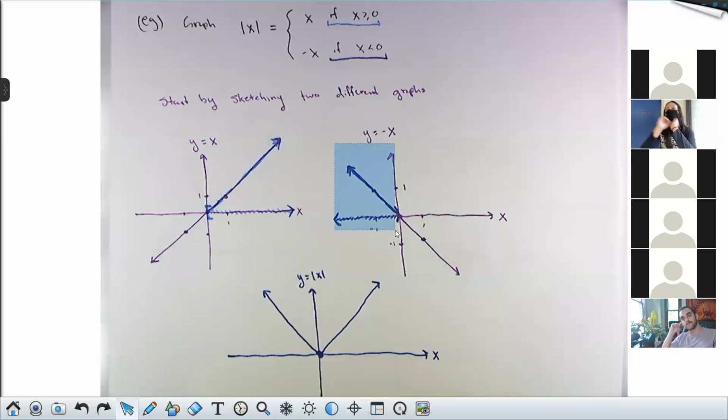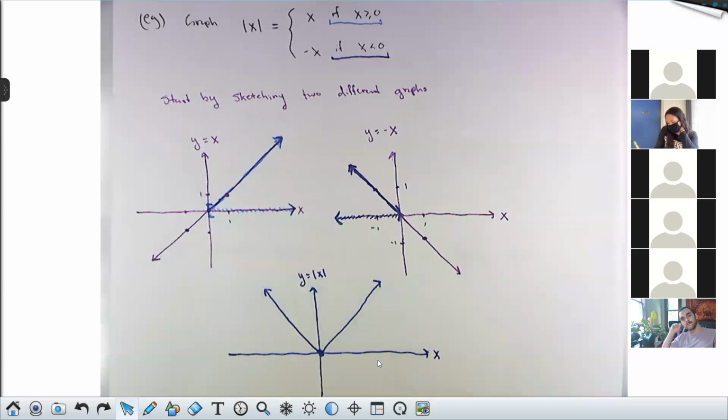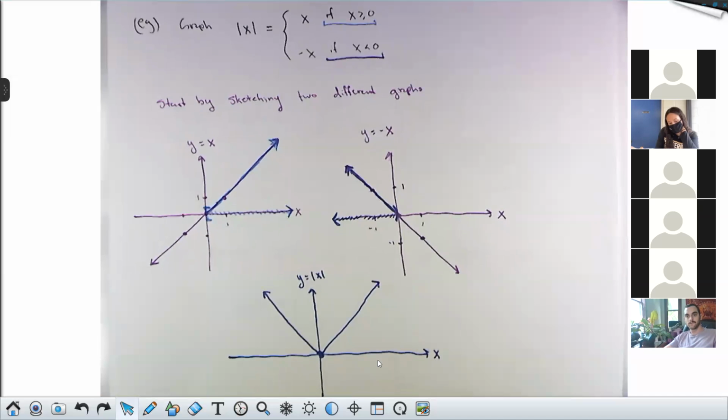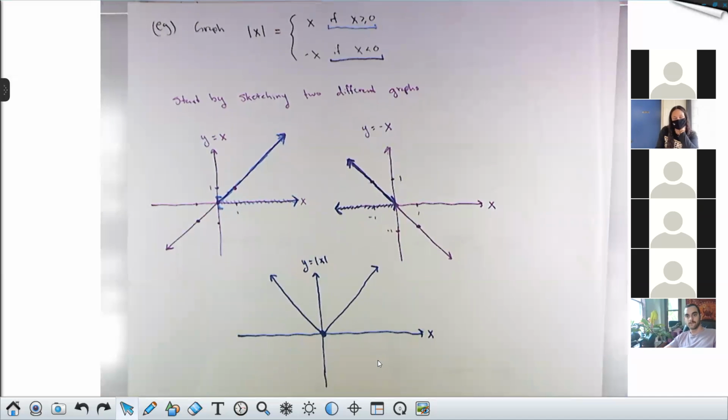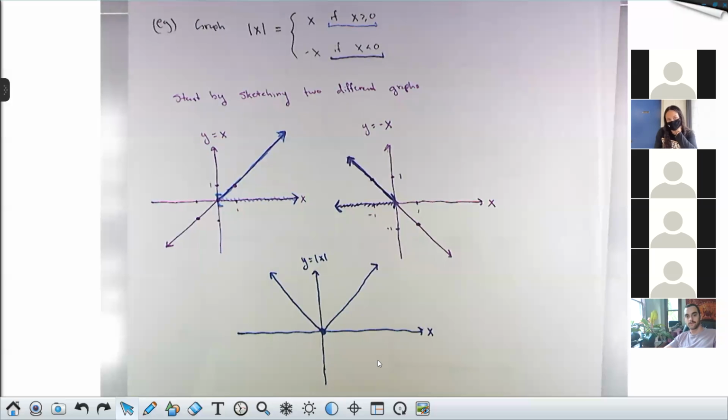And then I take this guy and I copy and paste him here. I take this guy and I copy and paste him here. And that is how you get your graph of a piecewise function. So graph each of the pieces, identify the part of the graph you want to hold on to, and then copy and paste those on top of each other. This is kind of the simplest example I can come up with. We're going to look at some more complicated ones in a second.